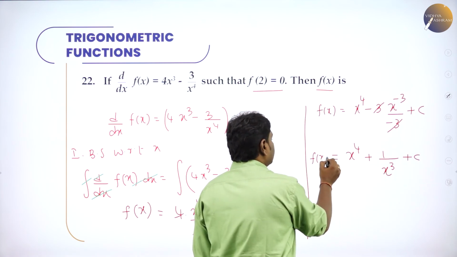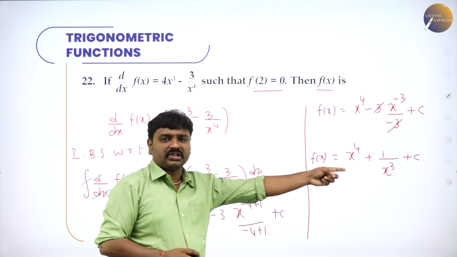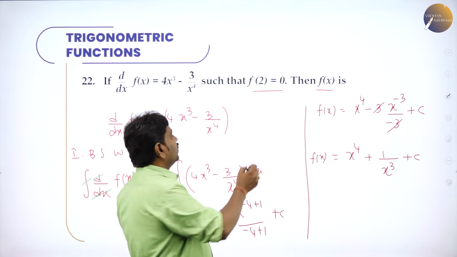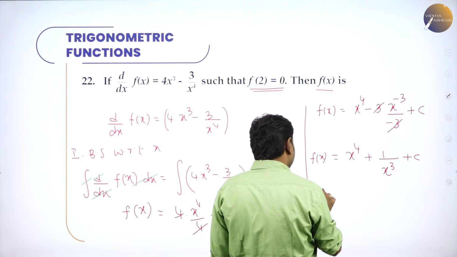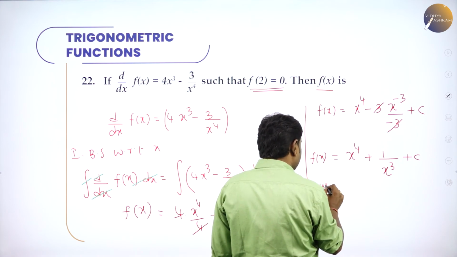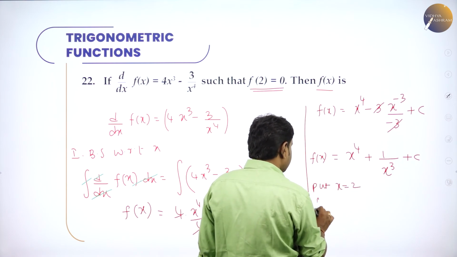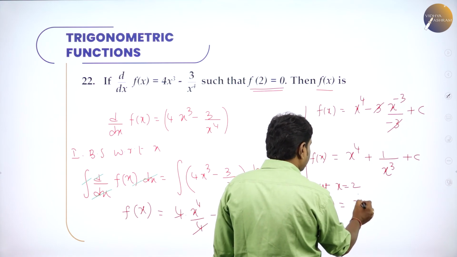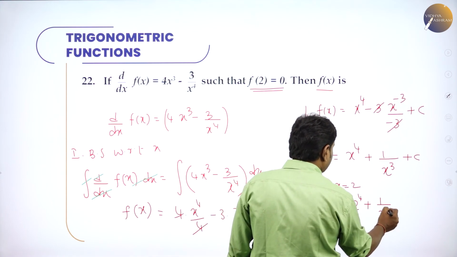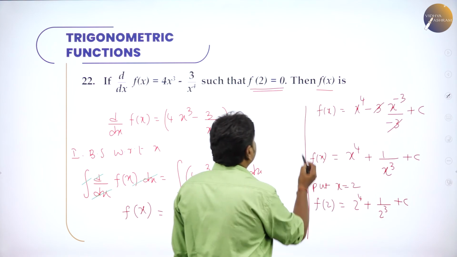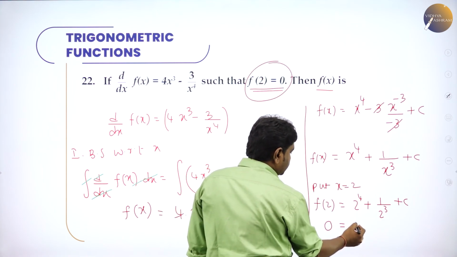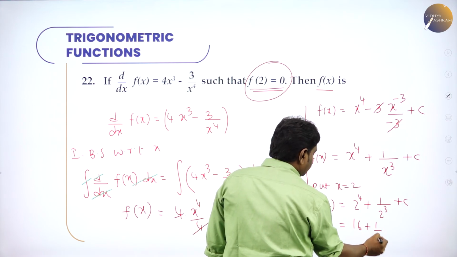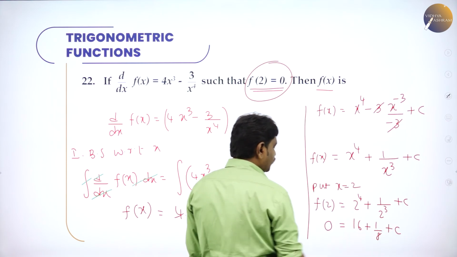You got f of x, but one unknown is there. What is unknown? c. Further they gave a hint, f of 2 is 0. So put x is equal to 2. So LHS becomes f of 2, RHS becomes 2 power 4 plus 1 by 2 cube plus c. But f of 2 value they gave. What is f of 2 given? 0. In the place of f of 2 put 0: 16, 1 by 8 plus c. Solve this, you will get c also.